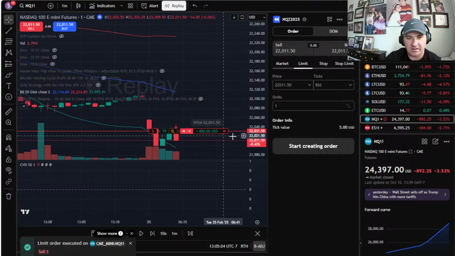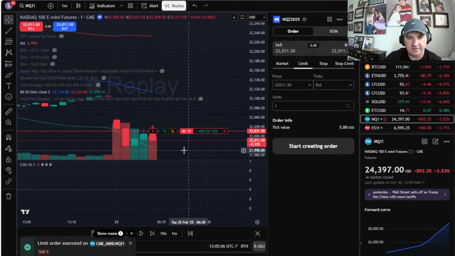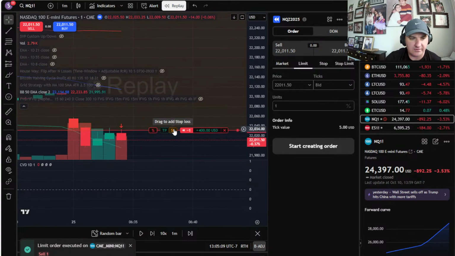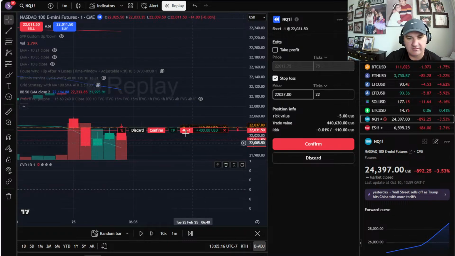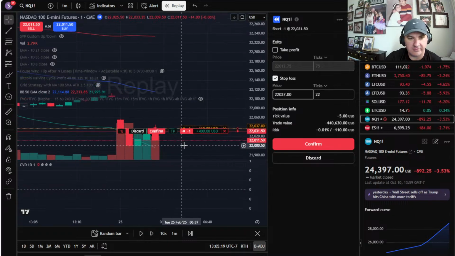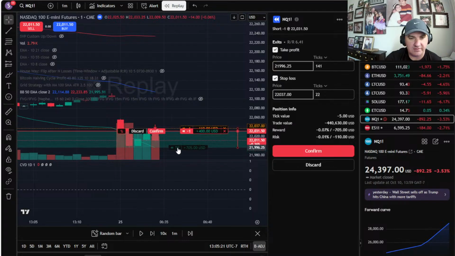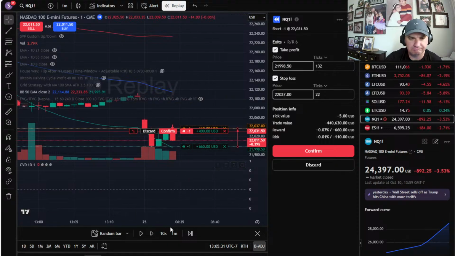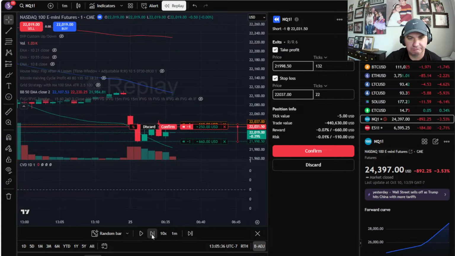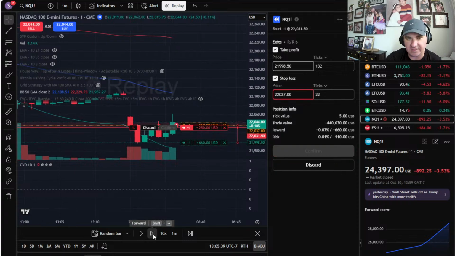We're in, and the candle did confirm that this is a valid fair value gap, which puts my stop like $100 maybe. Take profit, we'll just aim for that low. Ooh, stopped out. Brutal.